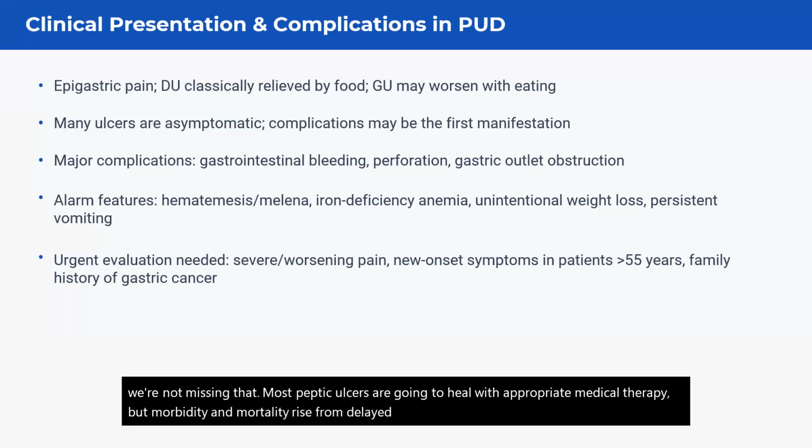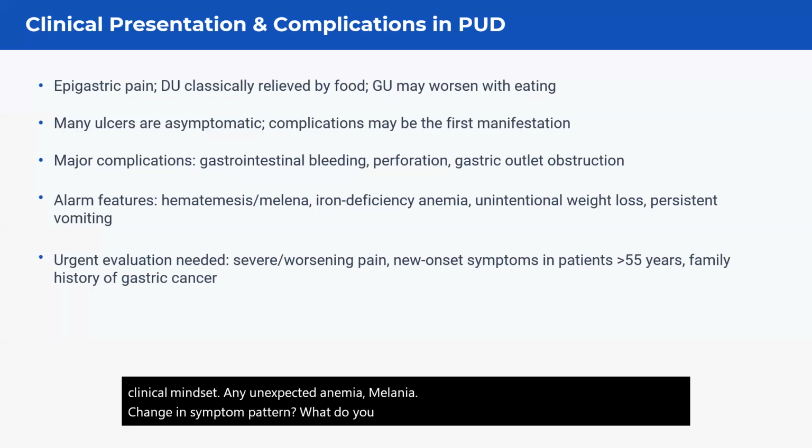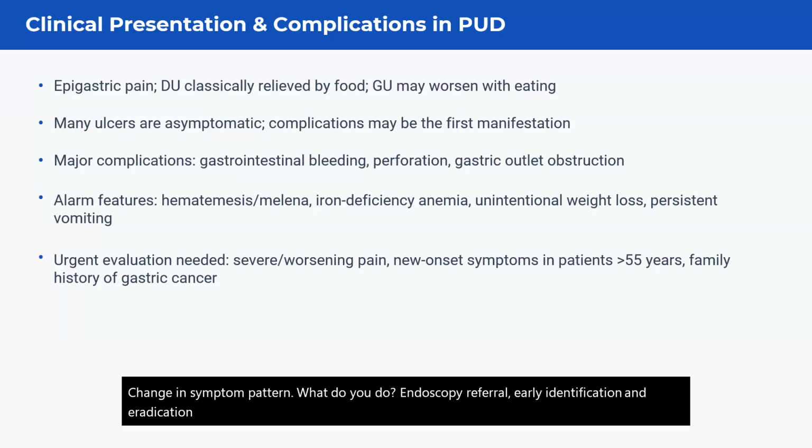So the safest clinical mindset, any unexpected anemia, melena, change in symptom pattern, what do you do? Endoscopy referral. Early identification and eradication of H. pylori can also be done, and then tailor the NSAIDs as well.